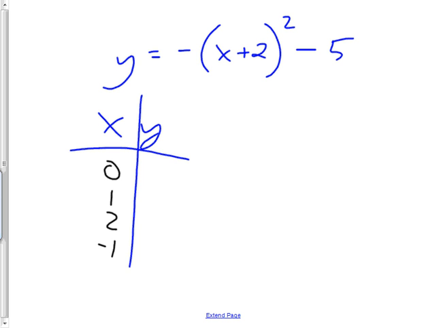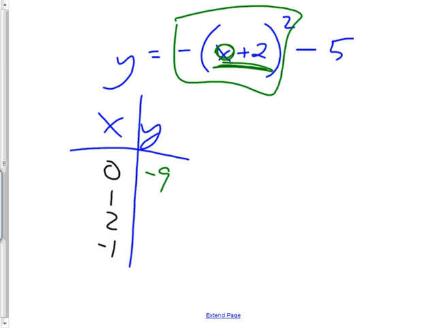If I put in a 0, okay, Zoe, walk me through this one. If I put in a 0, what happens? And then I get, okay, good. 2 squared is 4. Good. Then what? Now it's negative 4. Okay, all that's negative 4. And then what? And you get negative 9. 0 comma negative 9. How many of you had that one right?